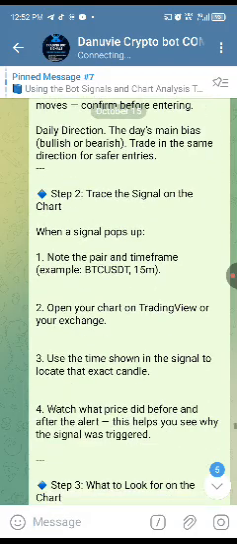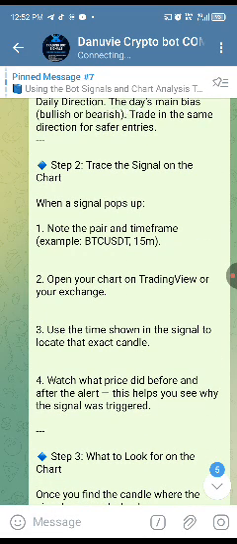So we go to the next one, that is step 2. Now, tracing the signal on the chart. This is also very important. When the signal pops up, note the pair and time frame. So when the signal comes up, it's going to come with a currency pair, as you can see in the example, BTC USDT, and it will come with a time frame. Now, the time frame is what you are going to use on the chart, because you are going to open a BTC USDT pair on the chart, and you are going to select the time frame from maybe 1 hour, 4 hour, and select it to 15 minutes. Because our crypto bot analyzes the chart with a 15 minutes time frame.